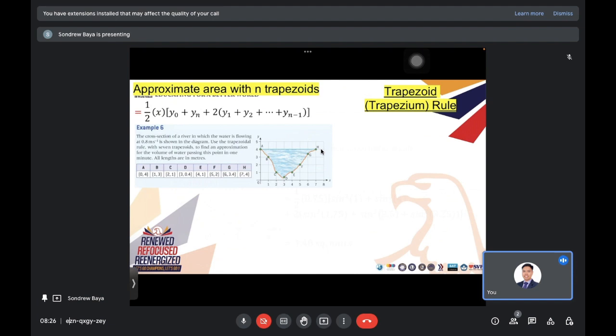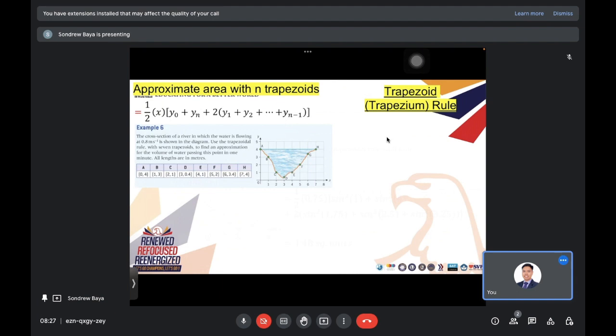This will be the last example, and after this, I'd like you to do the exercises necessary to be accomplished in this class. Now, for this example, suppose the cross-section of a river in which the water is flowing at 8 meters per second, as shown in the diagram. This is how fast the water is getting into this particular section of the river. Use the trapezoidal rule with 7 trapezoids to find an approximation for the volume of the water passing this point in 1 minute. All lengths are in meters.